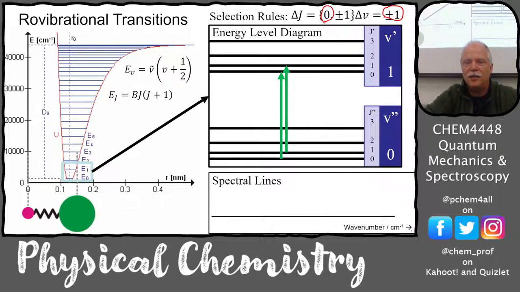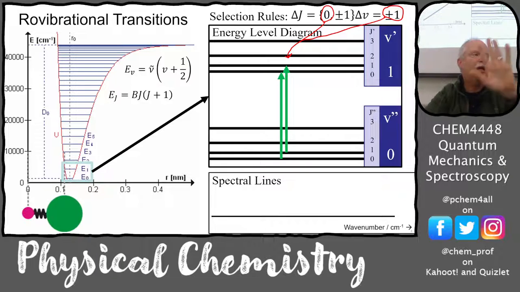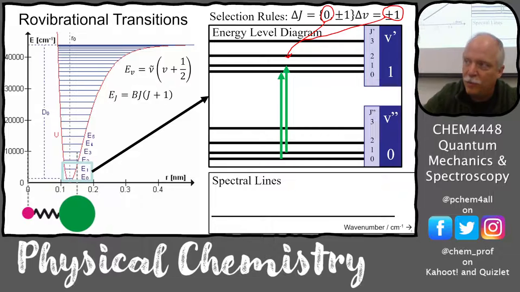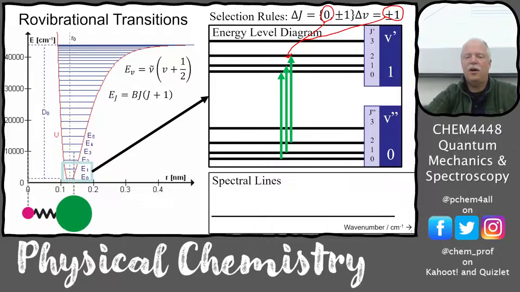These green lines are the 0 and the plus 1. And all of these are going to be delta V plus 1. The minus 1 would be emission. And so we're just going up, so we're doing only the delta V plus 1s. And notice that these are going to all be the same difference, or the same length, I would say.